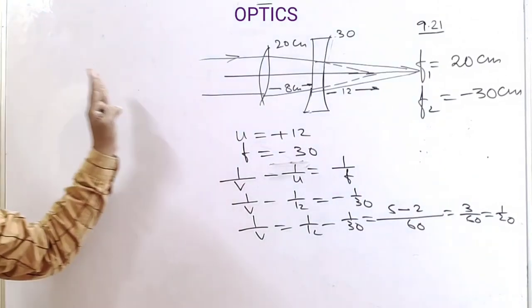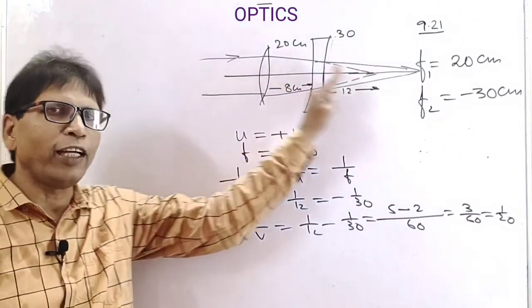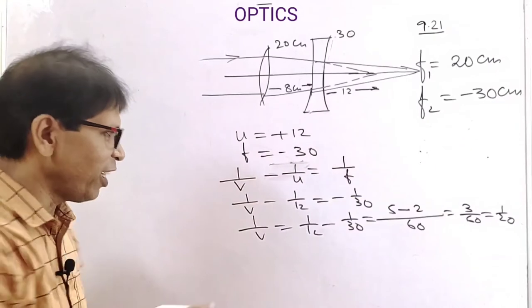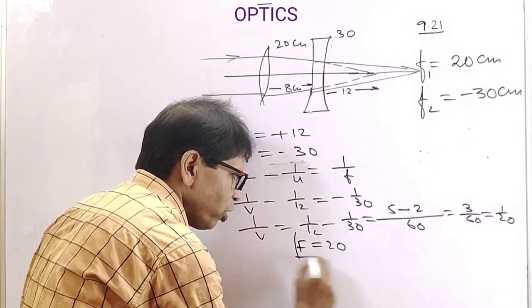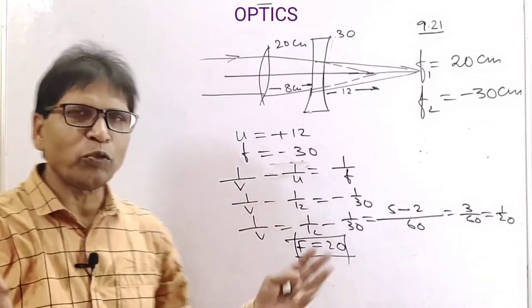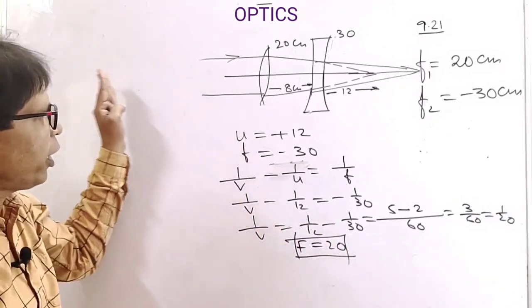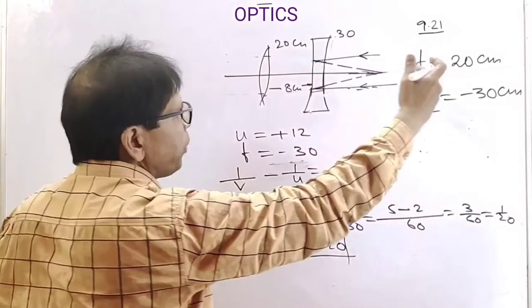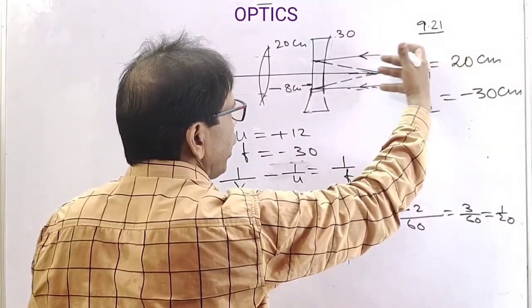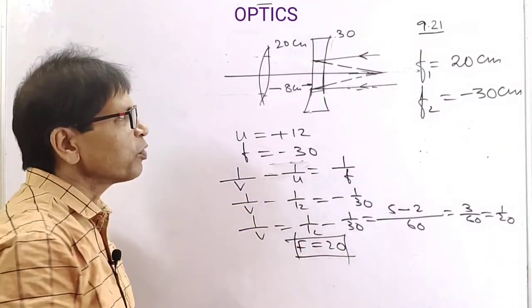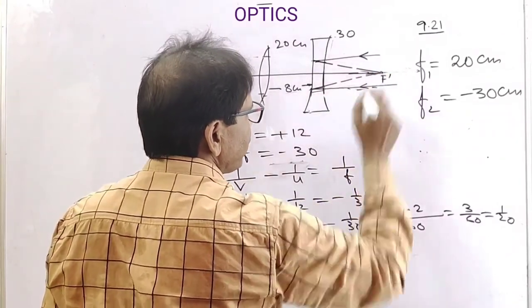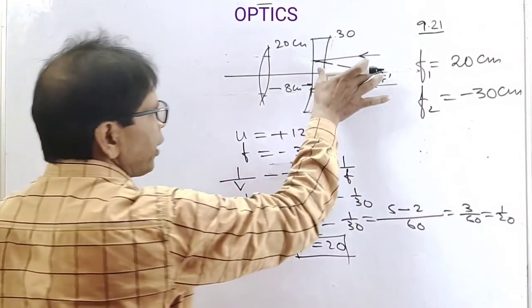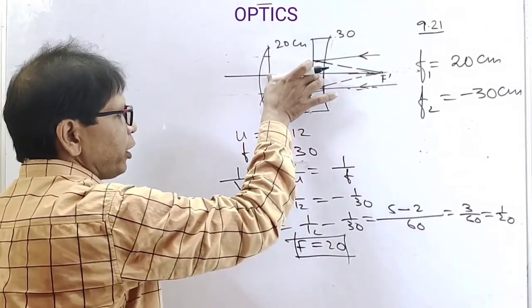So the equivalent focal length, if the rays of light are incident from this side, is 20 cm. If a parallel ray is incident on the concave lens, the rays appear to come from this point. This is f dash. So this is 30 cm, and this is 8 cm.